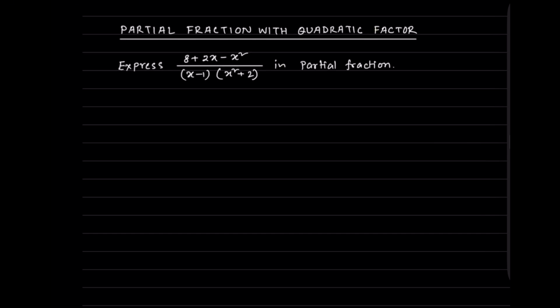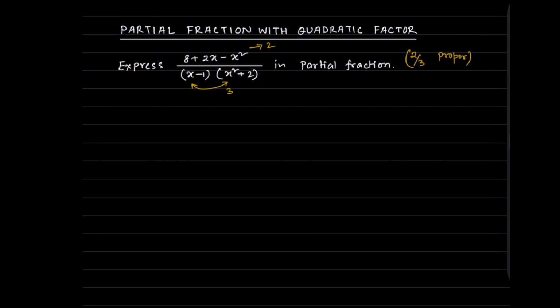Alright, so you know the steps. The first thing is to check proper and improper. Here the maximum power of x in the numerator is 2, and the maximum power of x in the denominator, if you multiply these, will be 3. So this is 2 by 3, that means this is proper. So first check done.